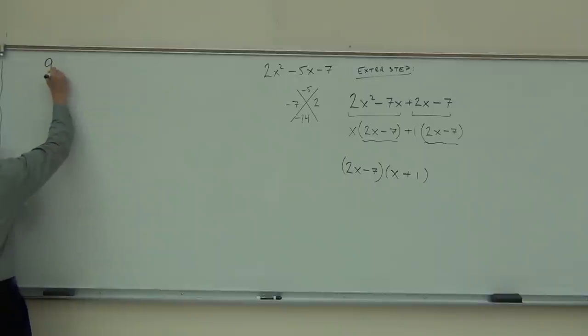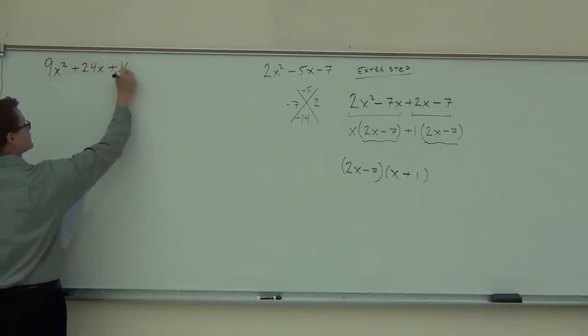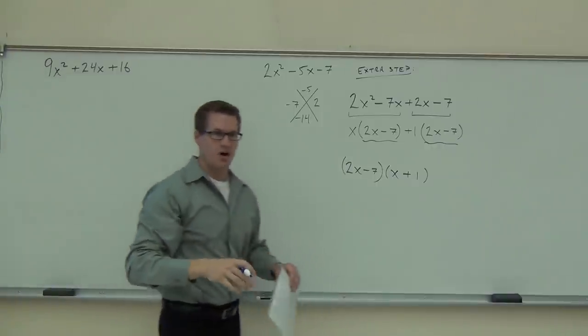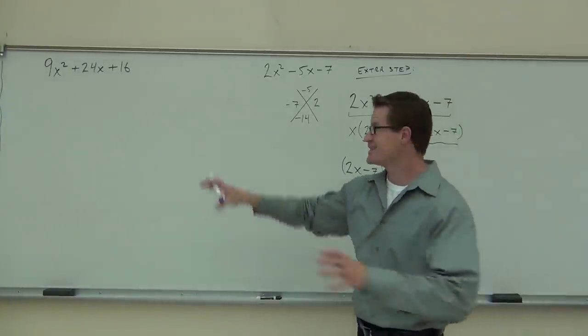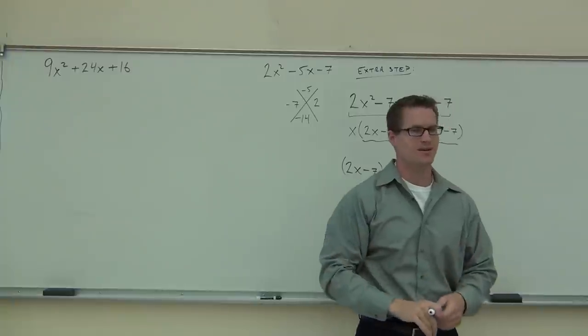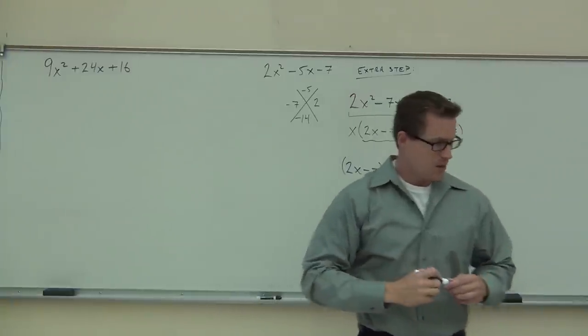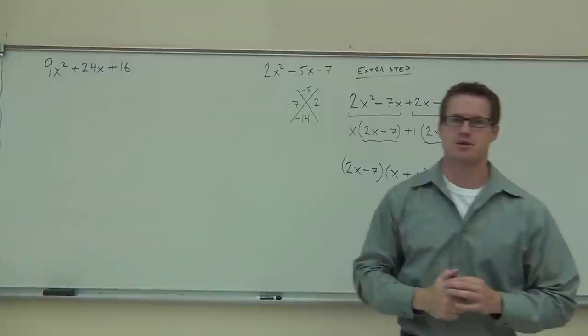Okay, so let's try 9x squared plus 24x plus 16. By the way, this lesson is probably one you might want to go back and review throughout the semester, because it deals with factoring, right? We're going to do this almost every single lesson. It's crazy. What's the first thing we do when we're factoring this particular three-term polynomial?